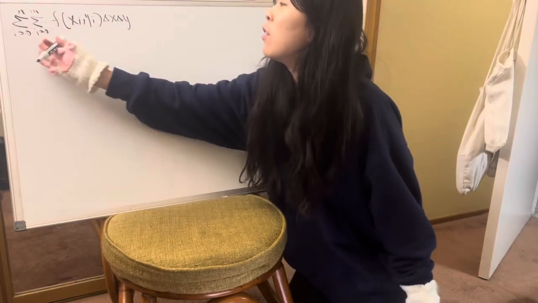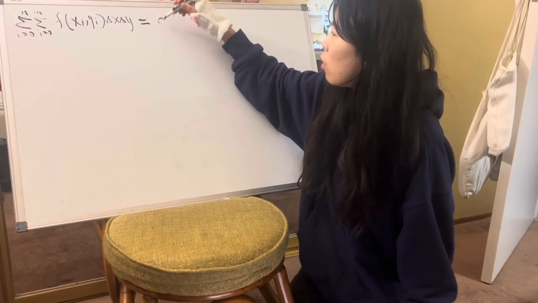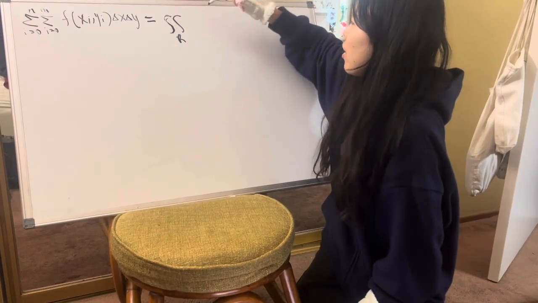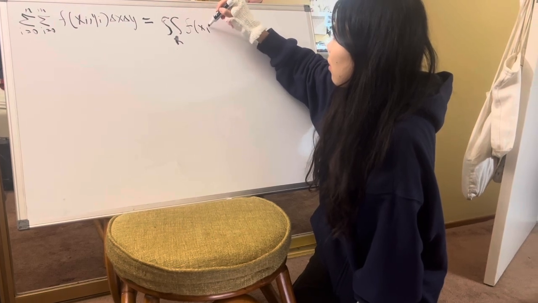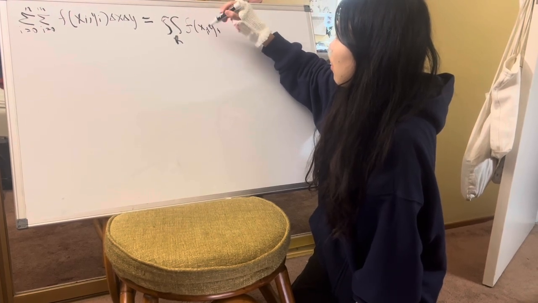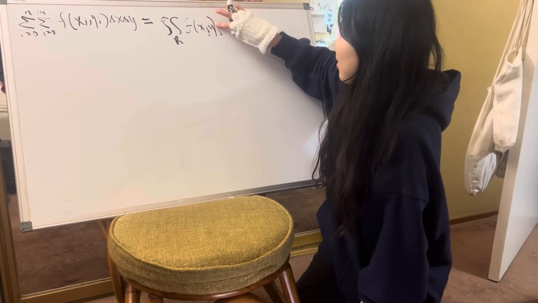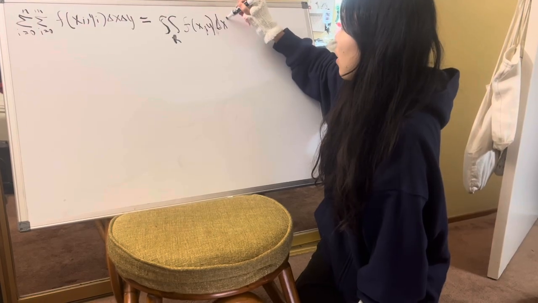So this is the final Riemann sum that we decided on, which becomes the integral. The whiteboard is weird. Okay, which becomes the integral, which becomes this integral dx dy.